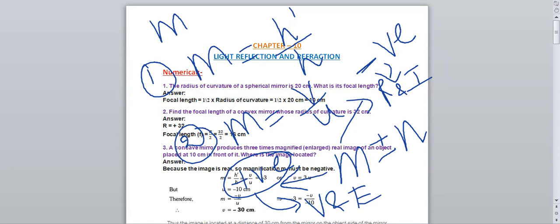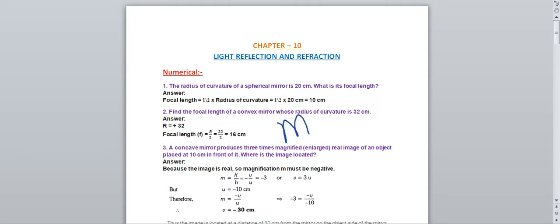One thing is that if the magnification is positive, the image will be virtual and erect, and if the magnification is negative, it will be real and inverted. Next. Now this number n can be equal to 1, more than 1, or less than 1.